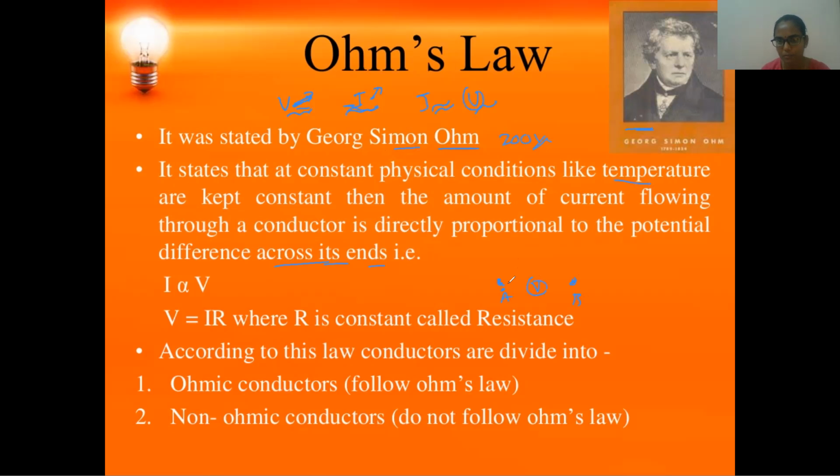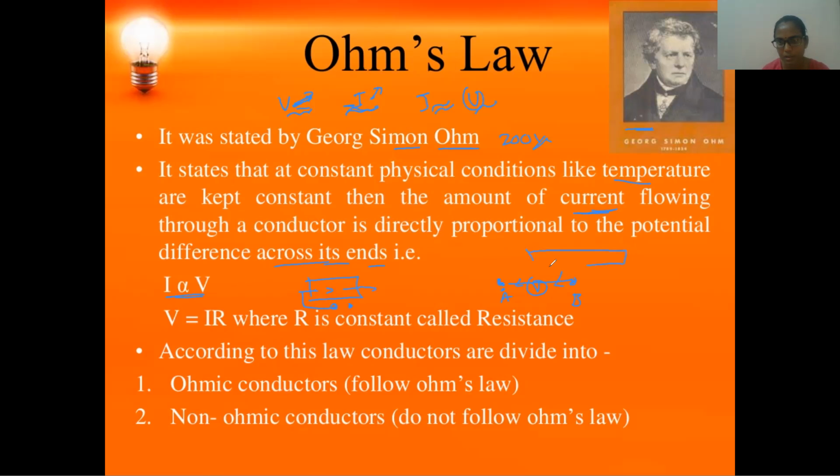That is directly proportional to what, children? It is directly proportional to the current flowing through the circuit. How much current is flowing decides the potential difference. That is, the current flowing through the conductor is directly proportional to the potential difference. How much current will flow in a conductor depends upon the potential difference across its ends.